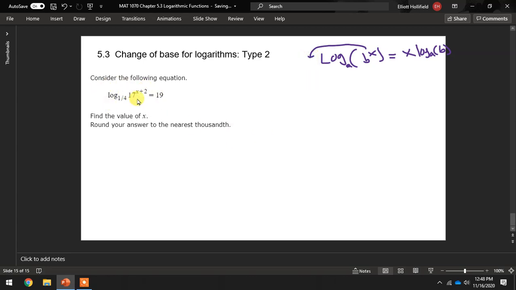And that's exactly what we'll do here. Our exponent is x plus 2. So if we rewrite that using this rule, we get x plus 2 times the log base 1/4 of 17 is equal to 19. And now we can divide both sides by this log term to get x plus 2 is equal to 19 divided by the log base 1/4 of 17.